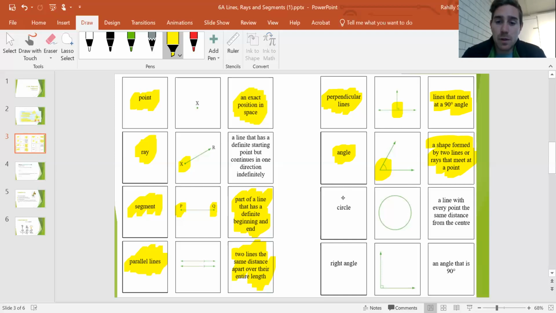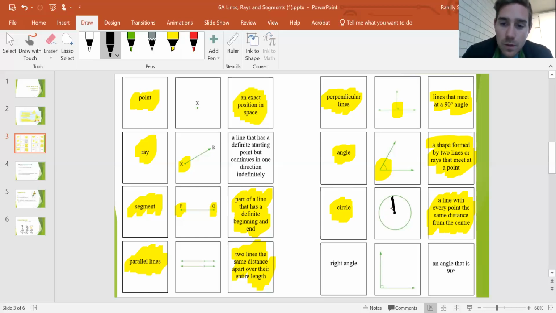Circle, it's pretty self-explanatory. You guys know what a circle is, but it's a line with every point the same distance from the center. Okay, so that's basically saying if we had a point directly in the middle, each distance around the whole thing is the exact same distance. Okay, you have to excuse my poor drawing, but that's what a circle is. All right, a line with every point the same distance from the center.